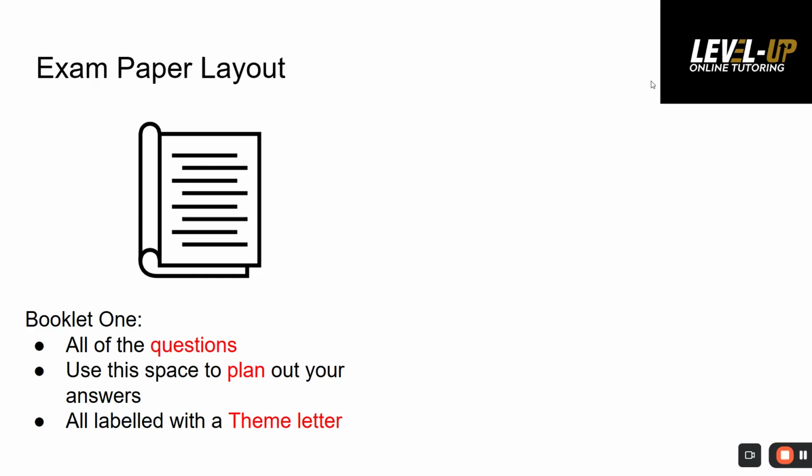So the exam paper layout is very different from paper 1. In exam paper 2, for the themes, you're going to receive one booklet. All the questions are going to be written in it with no space for you to answer them. This is going to give you some space to plan out your answers, and all of the titles are labelled with a theme letter so you can clearly see which theme is on which paper.